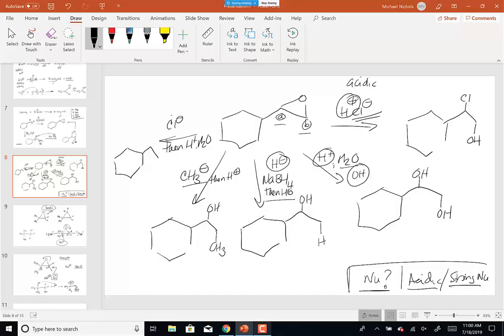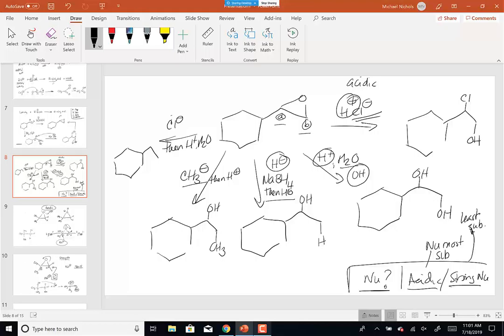If you were totally lost, you're kind of getting the hang of it. So what's the nucleophile? Is it acidic or strong nucleophile? Acidic means the nucleophile goes to the most substituted group, and the strong nucleophile goes to the least substituted or least hindered. I like least hindered better.